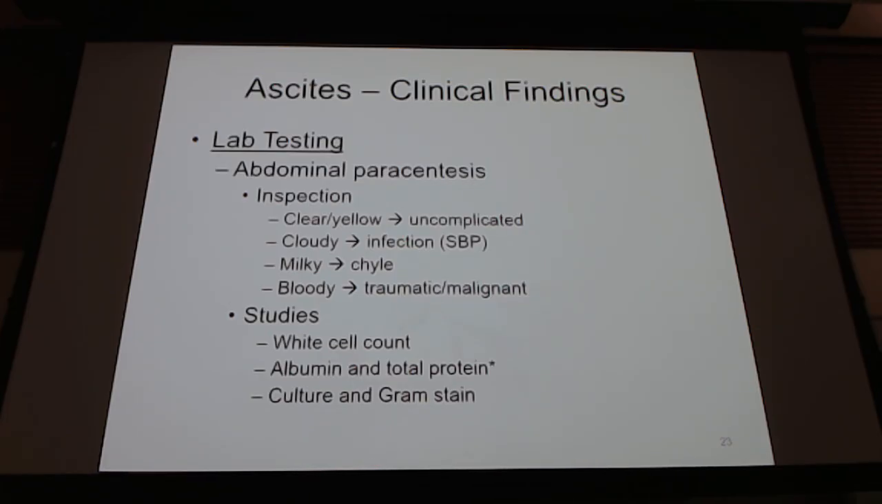So clear yellow is normal. So if it's cloudy, we're concerned that there's some infection, then we need to be concerned about a spontaneous bacterial peritonitis. Milky looking is chylous, so lymphatic fluid, and then bloody. We worry, is that a trauma or is that a malignancy? So we're going to get an idea of that, and then we're obviously going to send that stuff down. So white cell count, albumin and total protein, culture and gram stain. You're not going to get some of that stuff back very soon. You should get the white cell count back pretty quick and have an idea of that underlying infection.